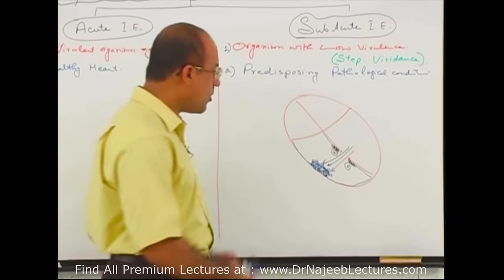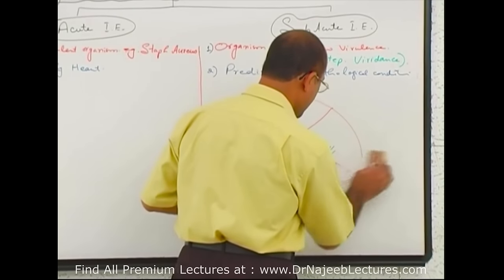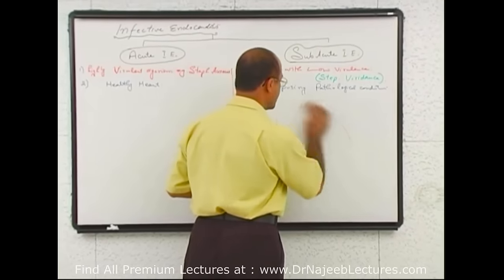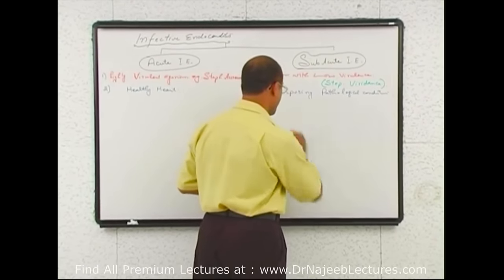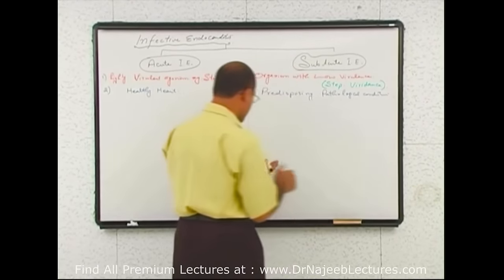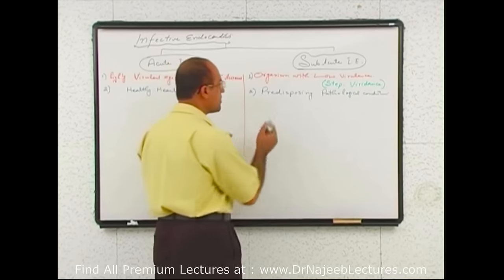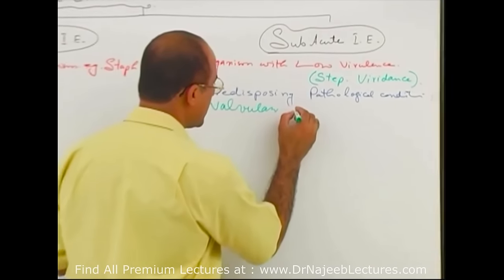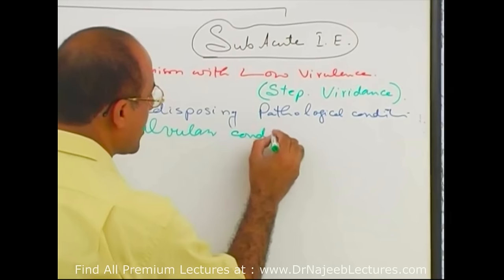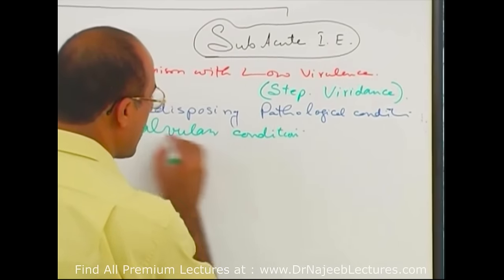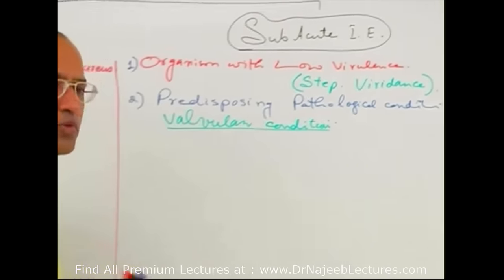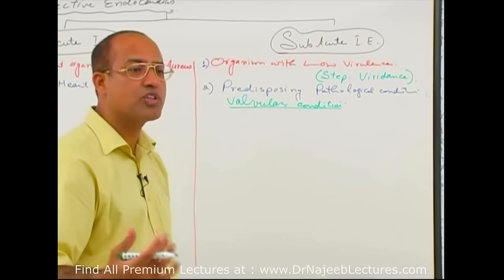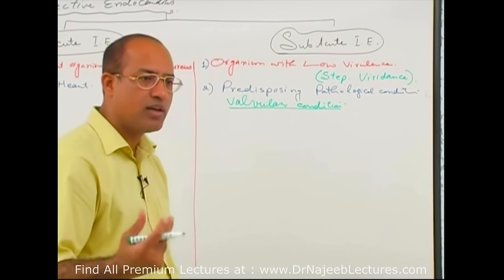Is that right? Now, once we have learned this, what are the conditions which predispose the heart to infective endocarditis? These conditions may be valvular disease conditions, right? Because when you have some abnormal valvular condition, of course blood flow through the heart will become abnormal. And when blood flow through the heart is abnormal, then there are more chances that infective endocarditis will occur.